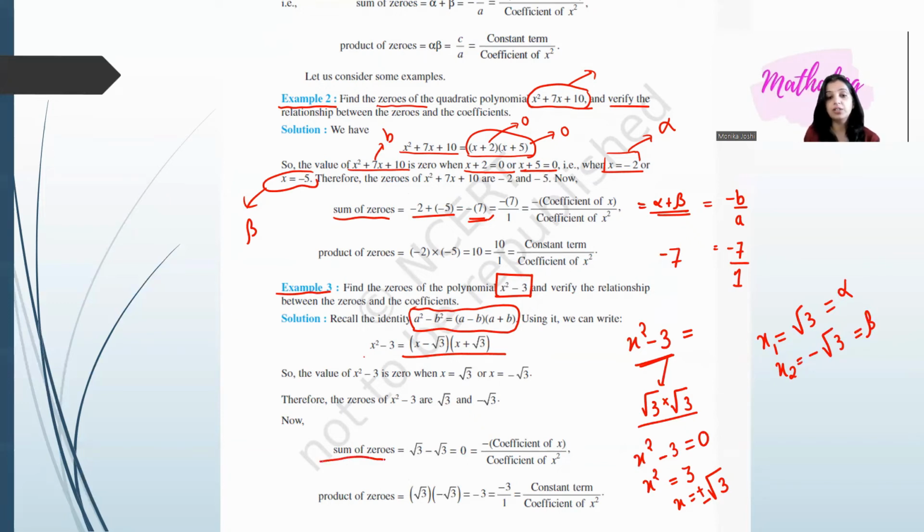Now we will find the sum of zeros, meaning alpha plus beta. That is 0. And now we will find this value with the help of the formula minus b upon a. So this is the quadratic equation.